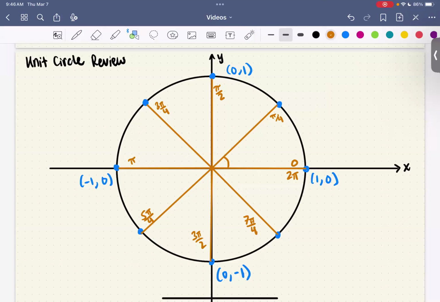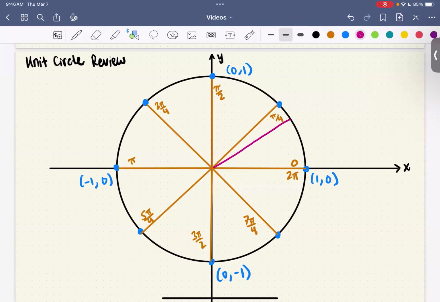So somewhere less than pi/4, probably here-ish. I'll get rid of that so you can see. And actually, maybe I'll do this in a different color so you can tell which ones are which. I'll do this in pink.